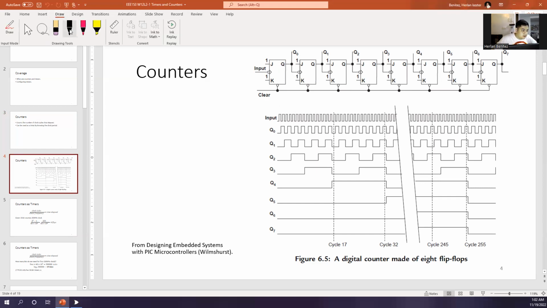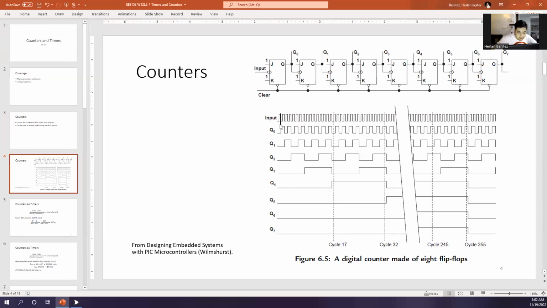So, ayan, yung negative edge natin dito, siya yung nag-trigger nung pag-high nung Q0. And then yung negative edge ni Q0 dito, siya yung nag-trigger nung negative edge ni Q1. And then si Q1, yung negative edge niya yung nag-trigger nung negative edge ni Q2. So what you'll notice here is that for every clock cycle nung input, meron tayong isang state nung output.